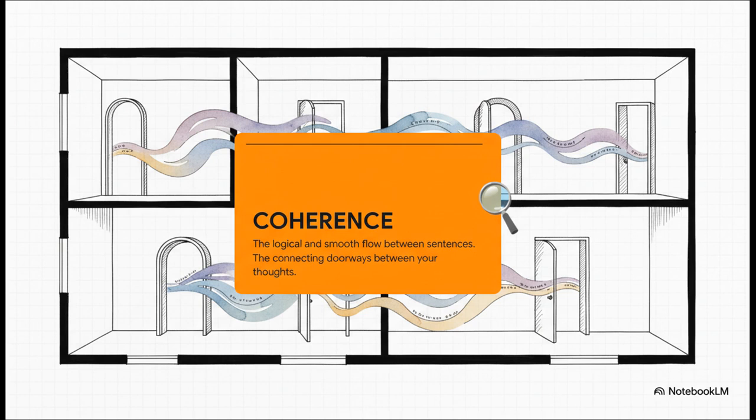Next up, coherence. Okay, so a building isn't just a bunch of separate, sealed-off rooms. You need hallways and doorways to connect them. That's what coherence does for your sentences. It creates a smooth, logical flow that guides your reader from one thought to the next. It's all about making the journey effortless for them.